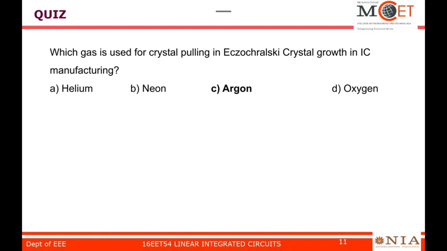Okay, fine. So a quiz for you: which gas is used for crystal pulling in Czochralski growth in IC manufacturing? The answer is argon.